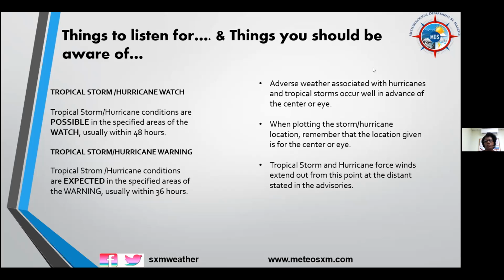Another thing to remember is tropical storm and hurricane force winds. They extend out from the center to a certain distance. And in the advisories, you'll always hear storm force winds or hurricane force winds extend from the center to about 150 miles. You have to think of that and your distance from the center.